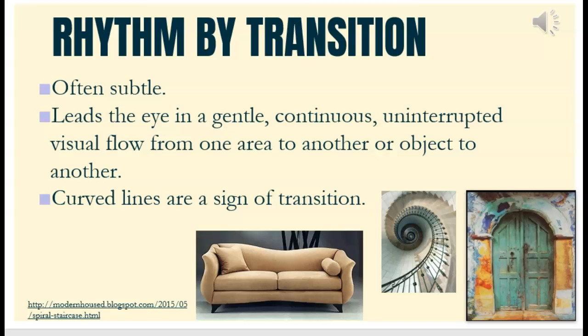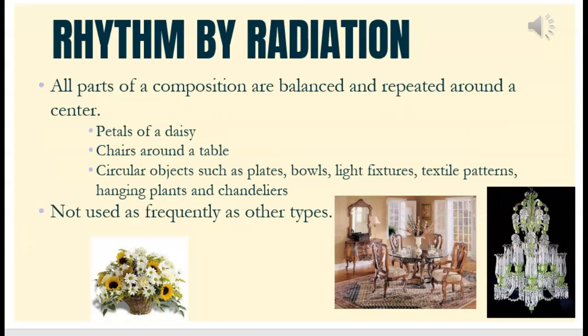Then we have rhythm by transition. This is often subtle, leads the eye in a gentle and continuous, uninterrupted visual flow from one area to another or object to another. Curved lines are a sign of transition. So here we have rhythm by transition of the doorway, the staircase, which is radial, and rhythm by transition of this couch, curved lines.